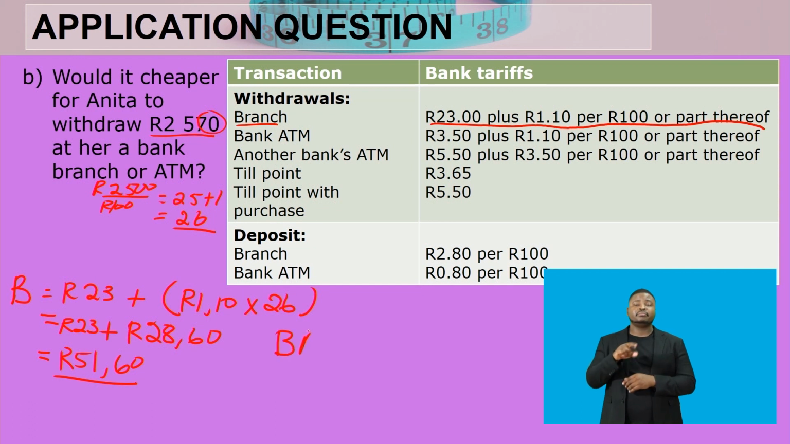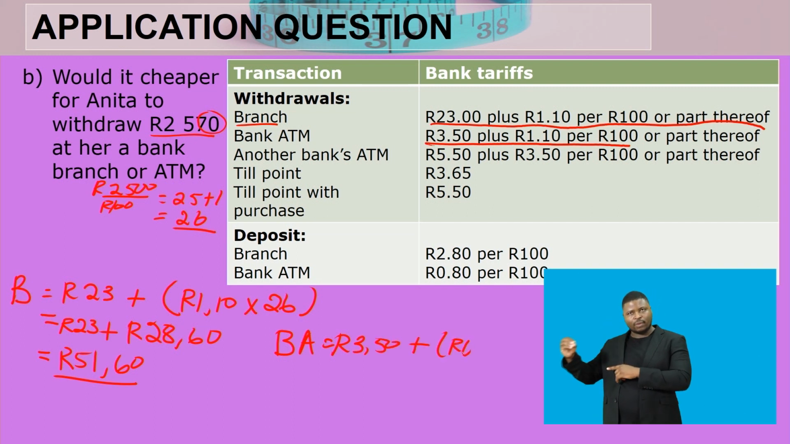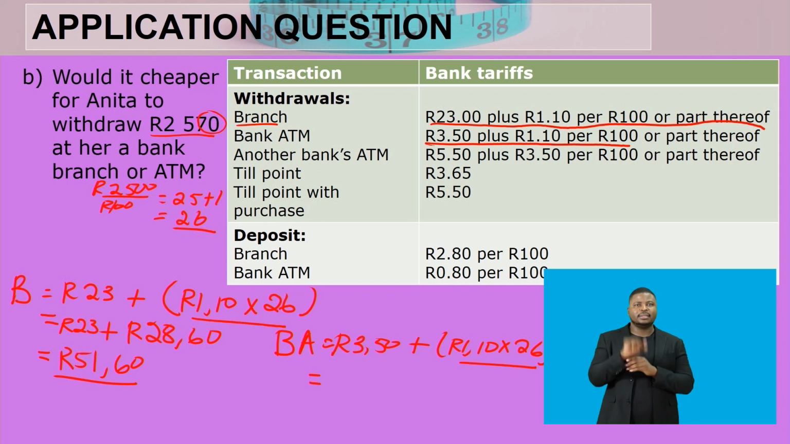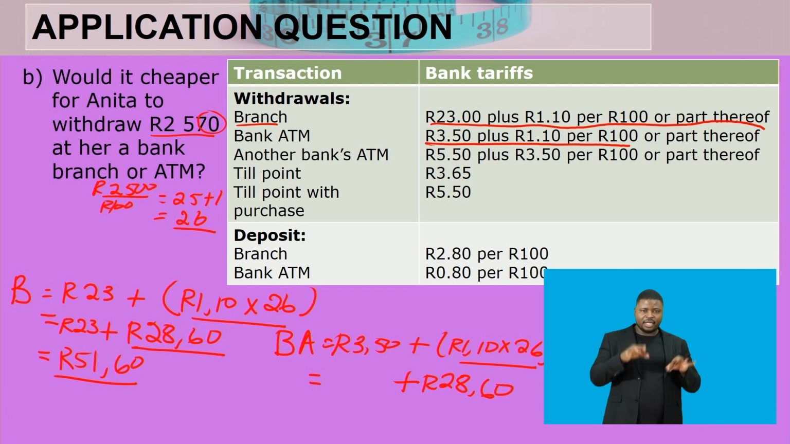Then for the bank ATM, it's 3 rand 50 plus 1 rand 10 cent per 100 rand. So we say 3 rand 50 plus 1 rand 10 cent times how many 100 rands? 26 of them. This amount is still the same as that amount. So when you punch it on the calculator, you get 28 rand 60 cent. It is always safe to check values and operations that are the same, just to save yourself time on solving some of the questions.